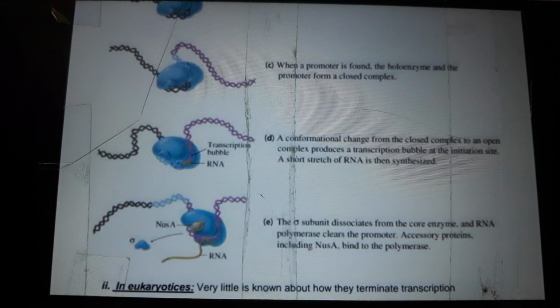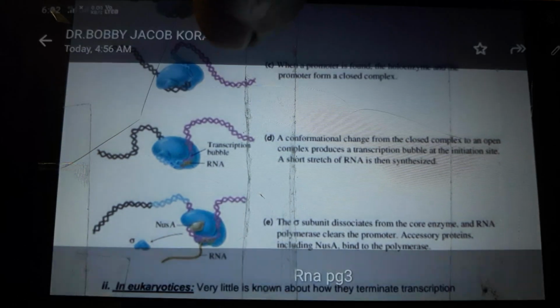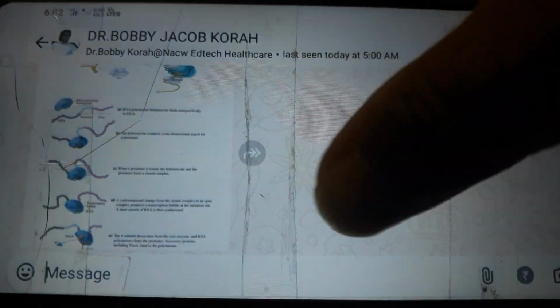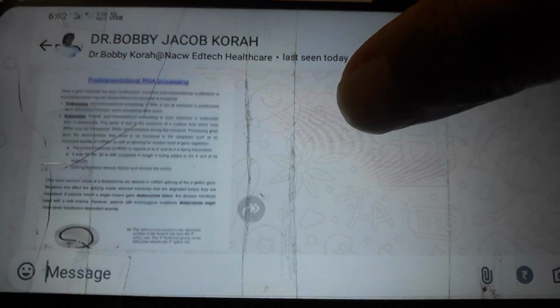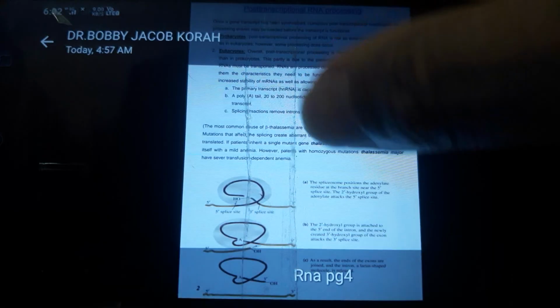The sigma subunit dissociates from the core enzyme and RNA polymerase clears the promoter. Accessory proteins, including NusA, bind to the polymerase. In eukaryotes, very little is known about how termination of transcription occurs. Now, this portion is basically just a sum up of what was being discussed. It's pretty effective if you read it through.